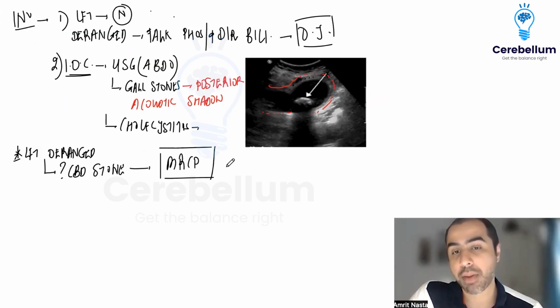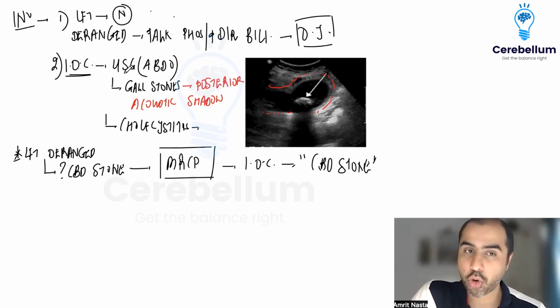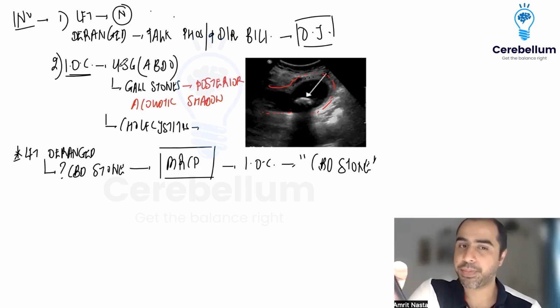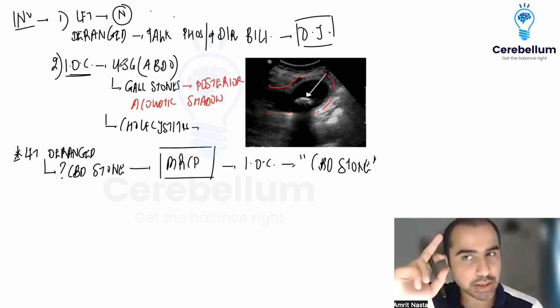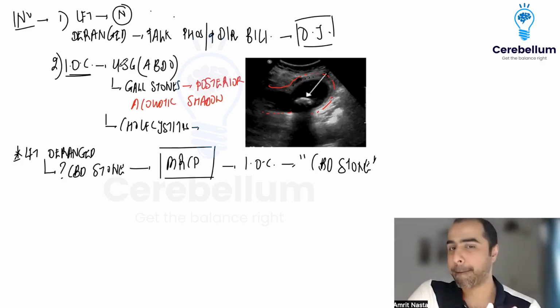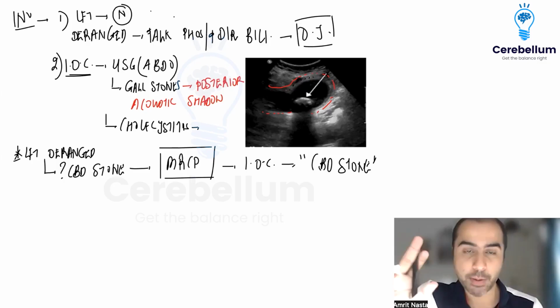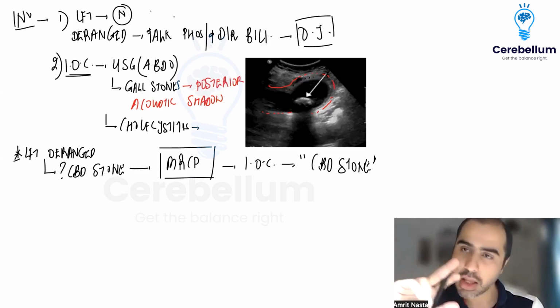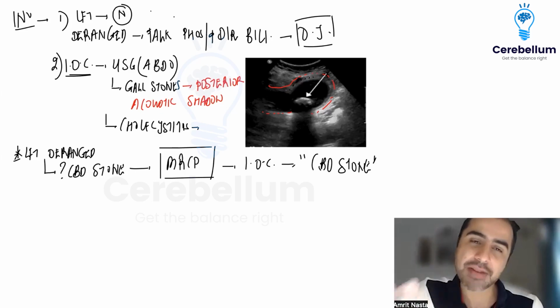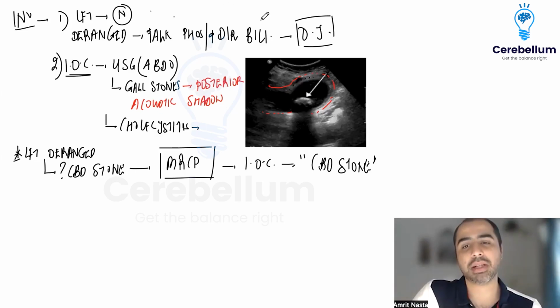Okay, so MRCP, investigation of choice for CBD stone. So there are two MCQs here. Please don't get confused. Gallstone, ultrasound. Cholecystitis, ultrasound. CBD stone, MRCP. CBD stone is not going to be ultrasound or CT. It will be MRCP. ERCP you will do if MRCP confirms CBD stones. So if stones are seen on MRCP, then ERCP.